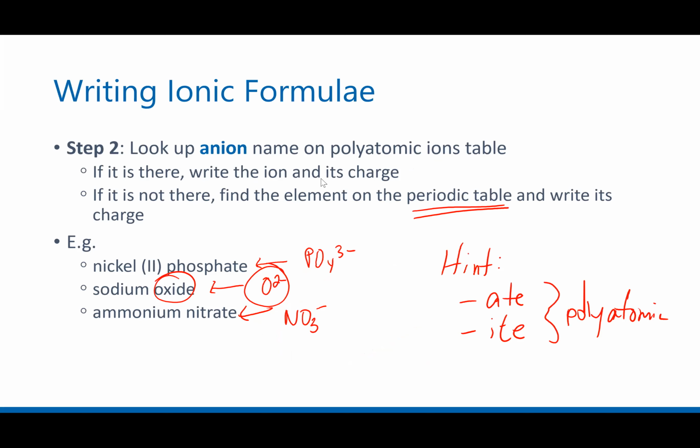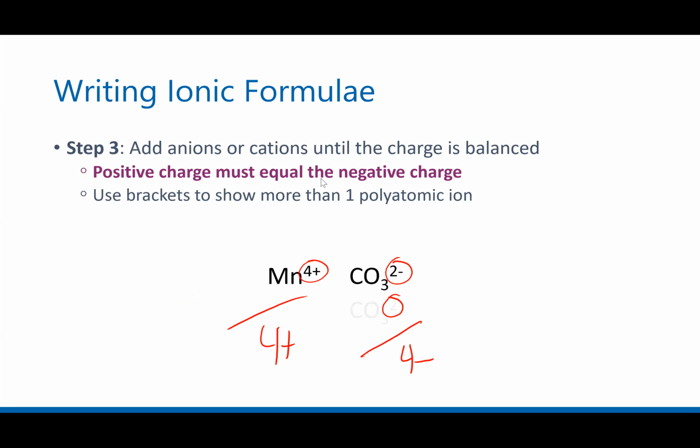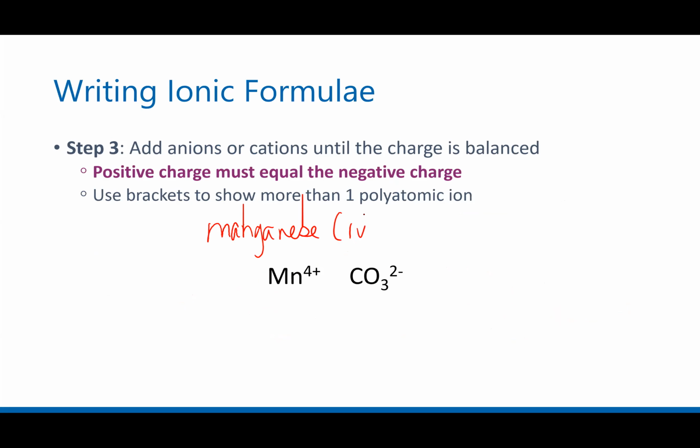Somebody also just asked me to talk about step three. So step three, you have to make sure that the charge on all of the cations cancels the charge on all of the anions. So again, imagine if I gave you the example manganese 4 carbonate. The name of this compound would be manganese 4 carbonate.